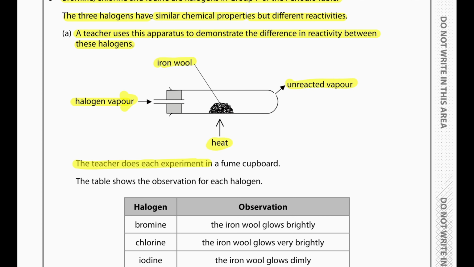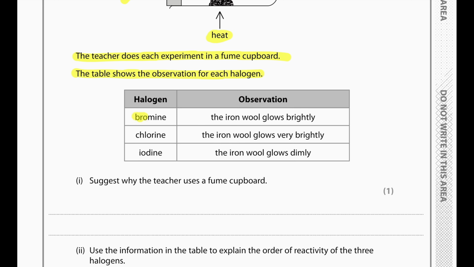The teacher does each experiment in a fume cupboard. The table shows the observation for each halogen. We have bromine, we have chlorine, and we have iodine. For the bromine, the iron wool glows brightly. For the chlorine, the iron wool glows very brightly. For the iodine, the iron wool glows dimly.